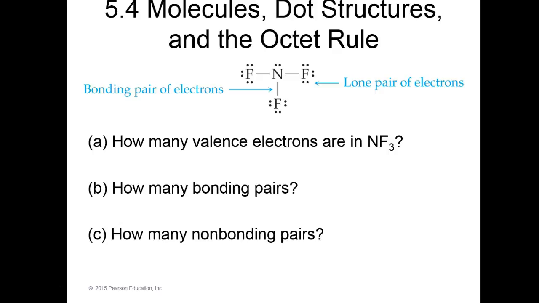So how many valence electrons are in NF3? How many bonding pairs are there? How many non-bonding pairs are there? Take a second to pause the video, come back and look at the answer when you're ready to see if you're right.